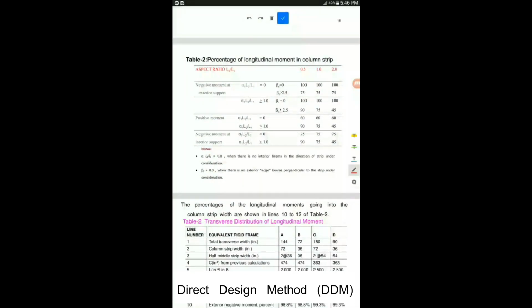See, it's been clearly written in the notes as well that alpha into L2 over L1 is equal to 0 when there is no interior beam in the direction of the strip under consideration. So we don't have interior beams, that's why alpha into L2 over L1 is equal to 0. In the previous numerical of designing a conventional slab beam system using DDM, we used these values because alpha into L2 over L1 was not equal to 0, as that system had both interior and exterior beams. For flat slab and flat plate slabs, we don't have interior beams, so this product will always be equal to 0.